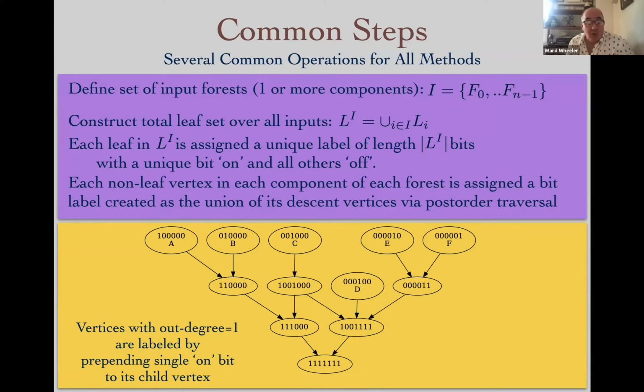Vertices with out degree 1 are labeled by prepending an on bit to the child vertex. And if you had, let's say, 2 out degree 1 vertices that were connected to a single vertex, you would have a series of these 0, 1 sort of bits prepended to make sure that every vertex was uniquely labeled and that the subtree was always a subset of its parent vertex.